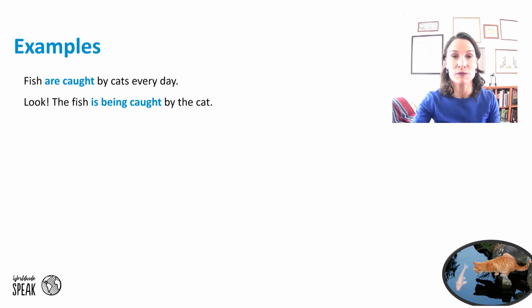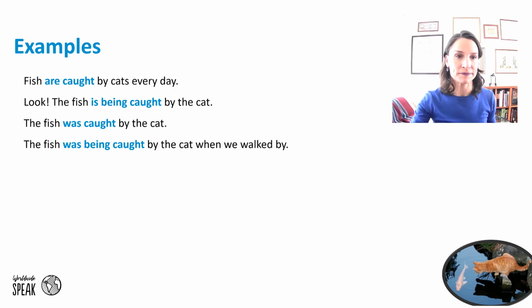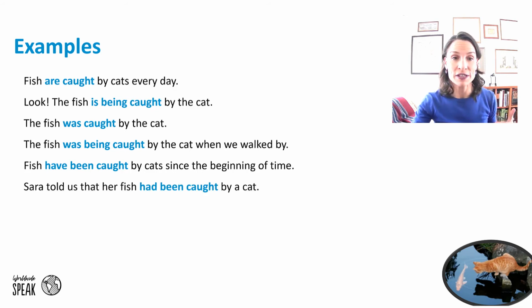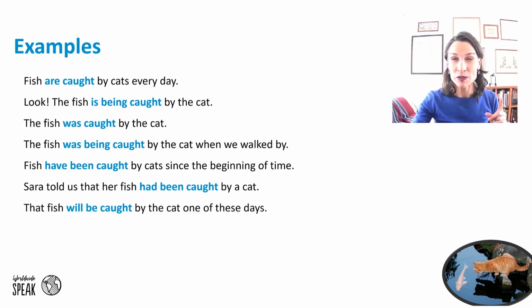Look, the fish is being caught by the cat. Look, it's like happening right now. The fish was caught by the cat. The fish was being caught by the cat when we walked by. This was an action in progress. Fish have been caught by cats since the beginning of time. Sarah told us that her fish had been caught by the cat. Past perfect. That fish will be caught by the cat one of these days.